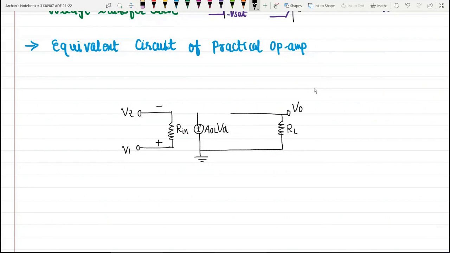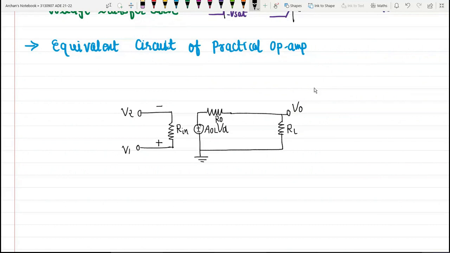Now, the output voltage V0 will be decreasing if we have some output impedance. Ideally speaking, the output impedance should be equal to 0, but as we know, there must be a small finite value of output impedance, which is denoted by R0. In case of IC741, we have seen the typical value of output impedance is around 75 ohms.